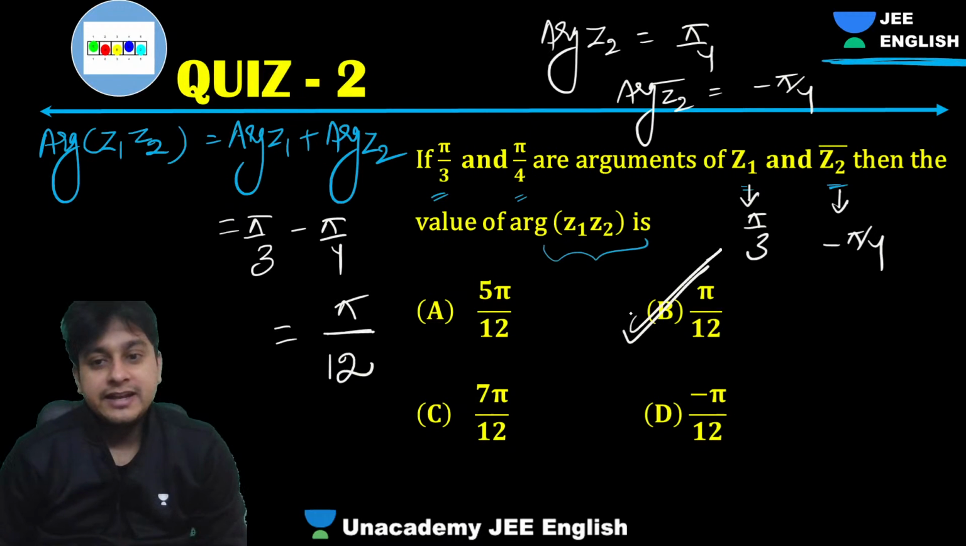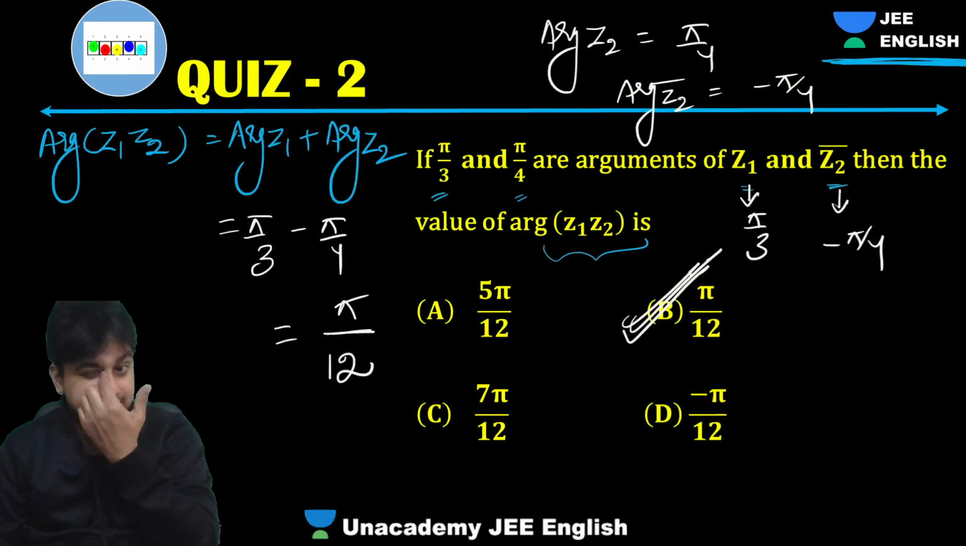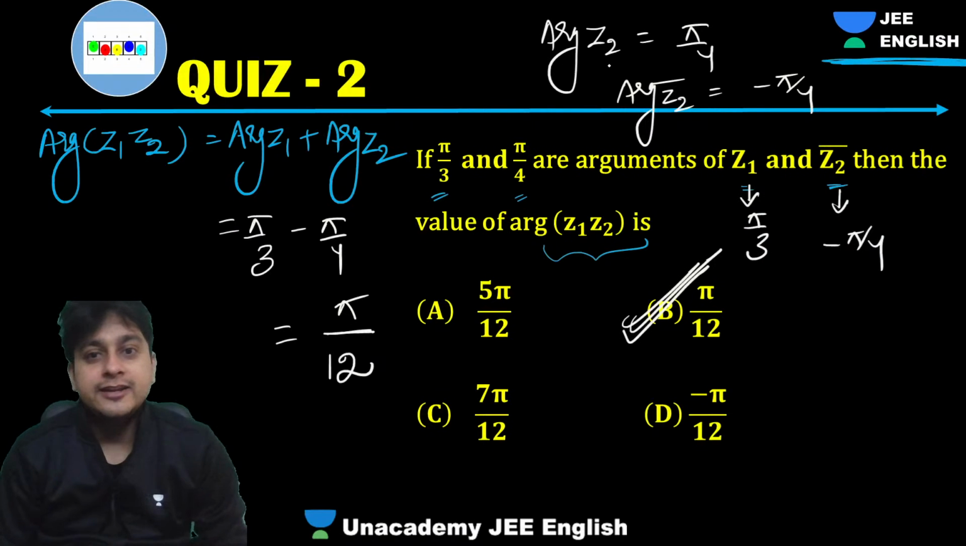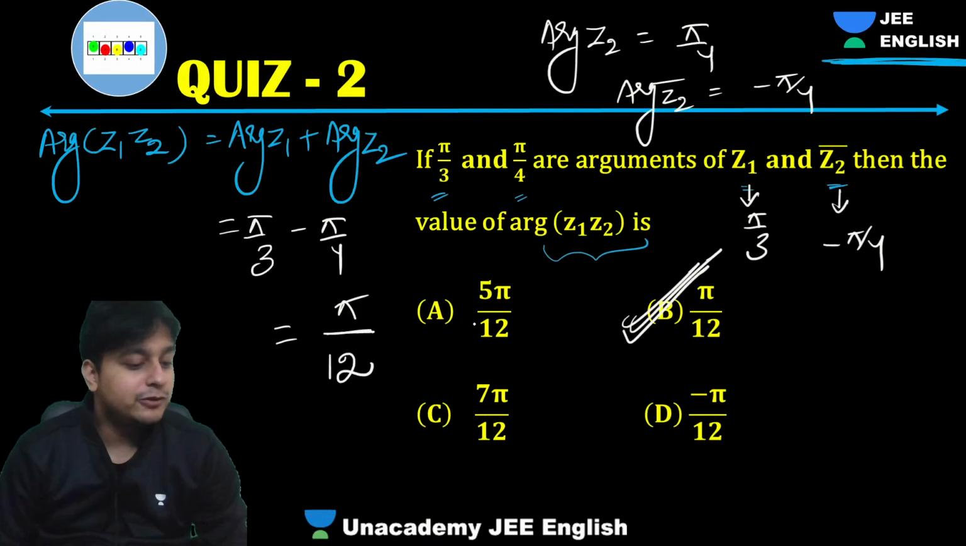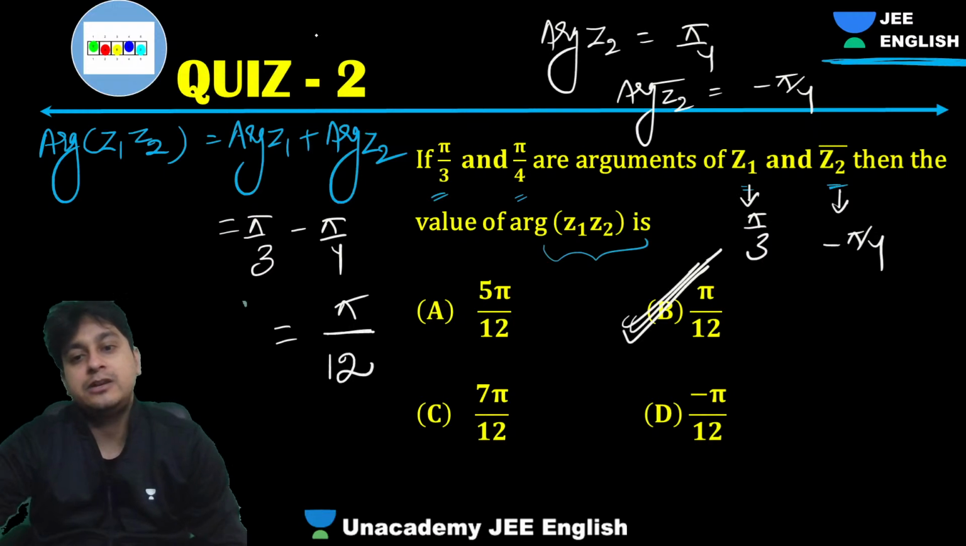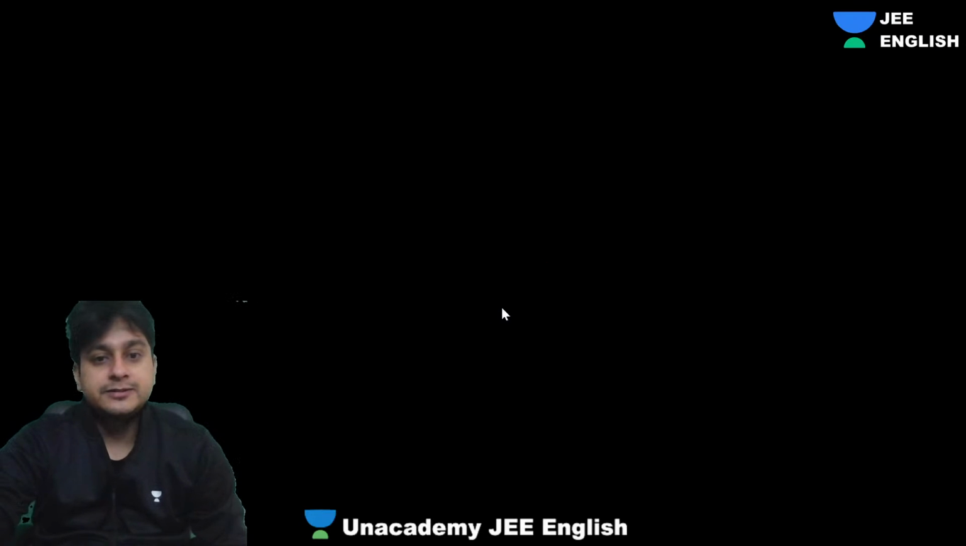Okay, so guys, what are we getting? We are getting pi by 12. So that's the answer here. I've already told you argument of z2 bar will be minus pi by 4, so we can put it over here and then we can get the value easily. So next.